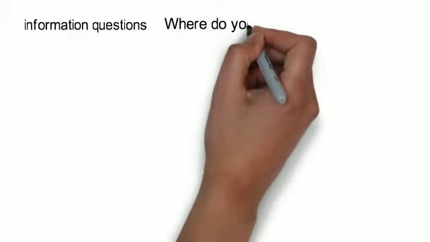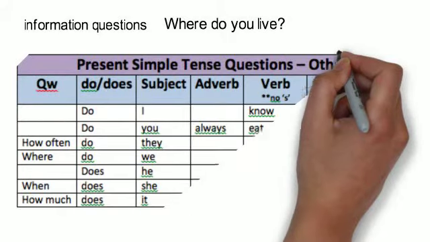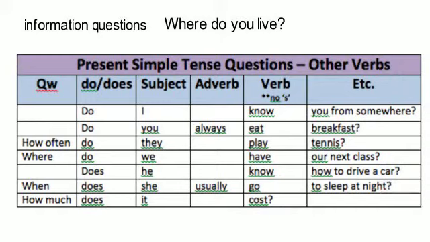For an information question, you can write the question as follows. Where do you live? We start with a WH question word, such as what, when, where, who. Or we could also use how much, how many, and so on. Here is a table that shows examples of both yes or no questions and information questions. Take a minute to read this table.